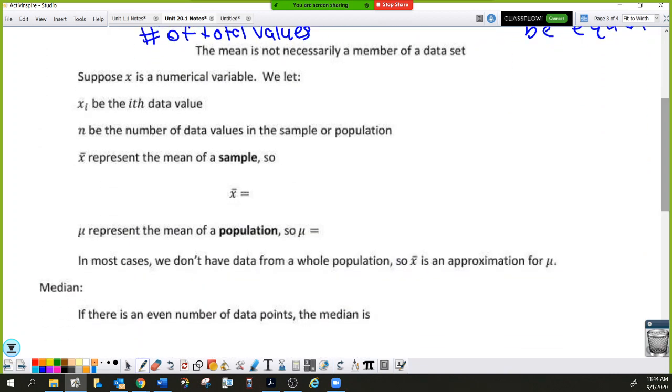So let's say that fancy x, which is the variable we're going to use, is a numerical variable. X sub i then is the ith data value. Think back to infinite series, like the u sub 1, u sub 2, u sub 3. It just meant the first, second, third item. So if x is our variable, then x sub 1 is the first time that happened, x sub 2 is the second time that happened, so on and so forth. N would be the number of data values in the sample population.